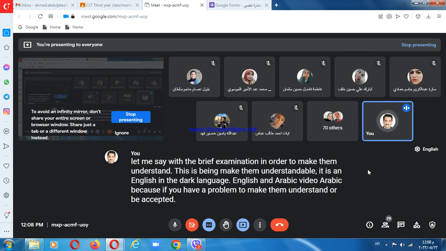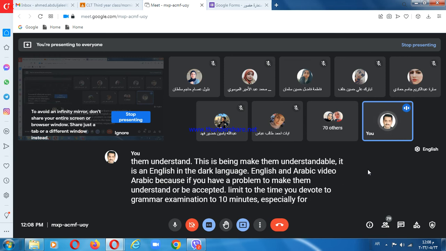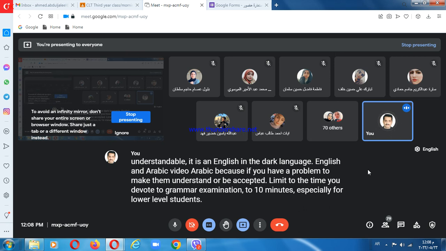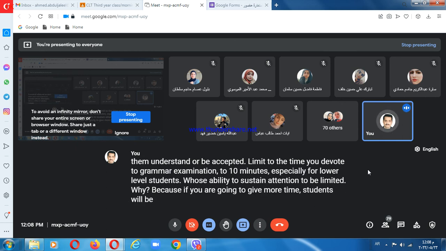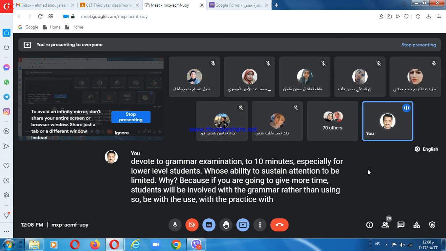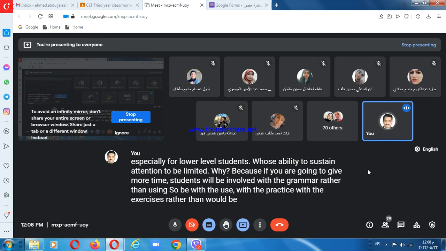Limit the time you devote to grammar explanation to 10 minutes, especially for lower level students whose ability to sustain attention is limited. Why? Because if you are going to give more time, students will be involved with the grammar rather than using language. So be with the use, with the practice, with the exercises, rather than with the detailed explanation of the grammar.